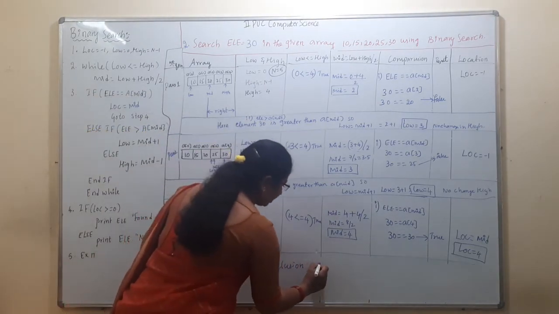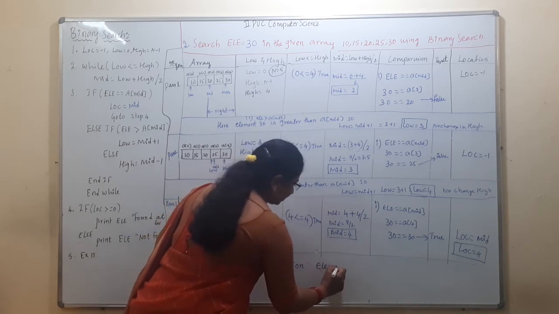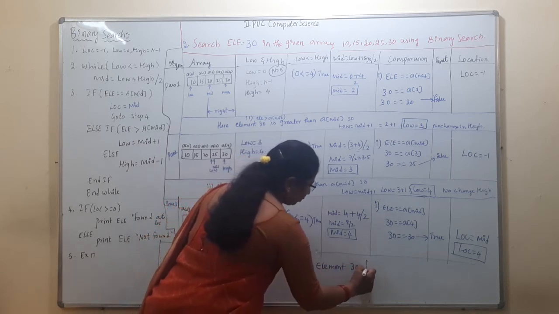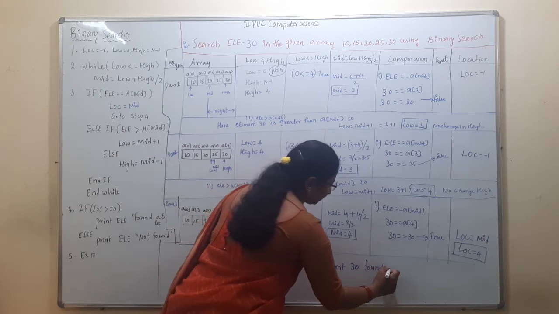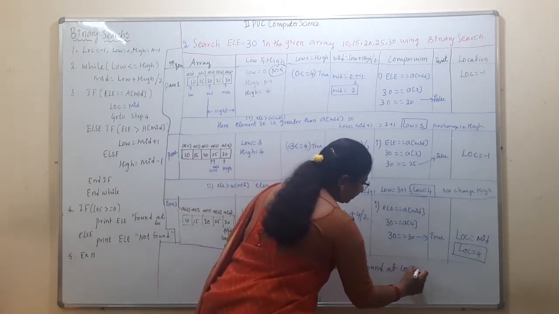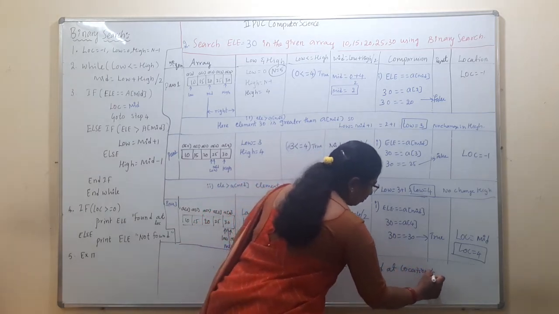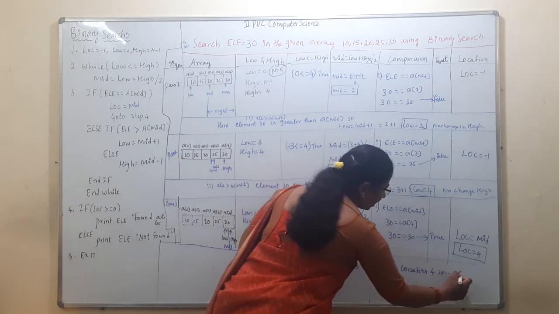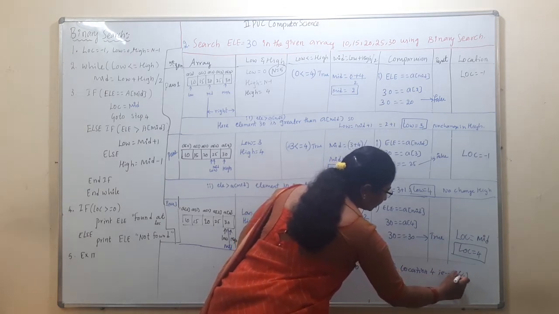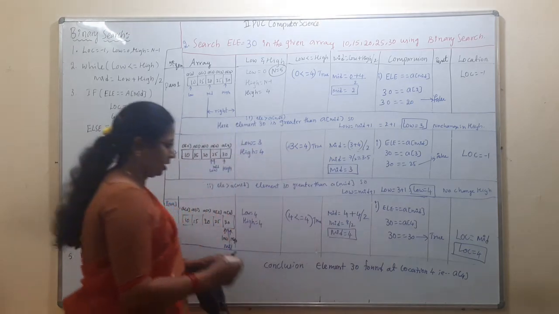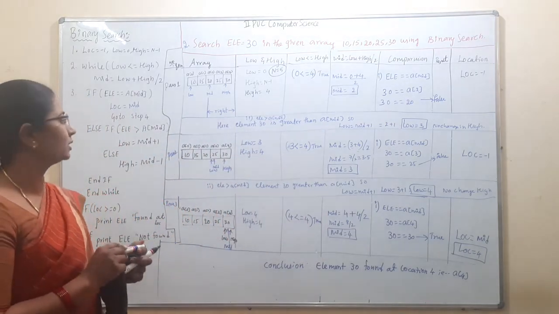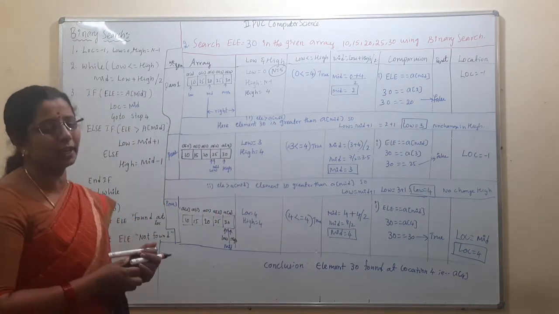Then conclusion: element 30 found at location 4, that is A of 4. Searching element found at A of 4. You got it, student? So we got the searching element.